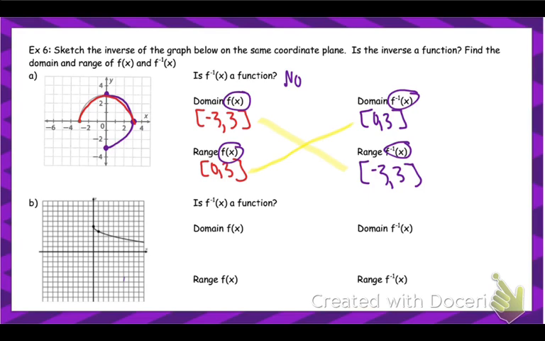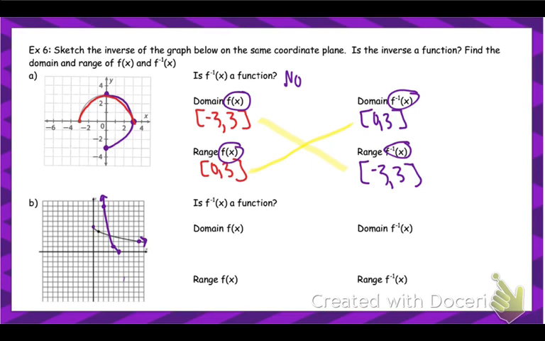All right, if you feel comfortable, pause the video, try the next one on your own. All right, so again, we're going to just flip our x and y's. So this graph goes through (0, 5), so I'm going to go through (5, 0). This graph goes through (1, 4), so I'm going to go through (4, 1). This graph also goes through (9, 2), so I'm going to go through (2, 9). And we're just going to assume that these graphs have arrows on them.